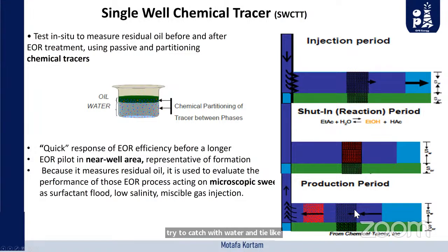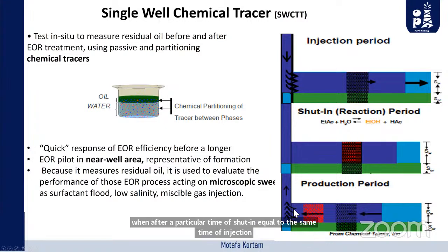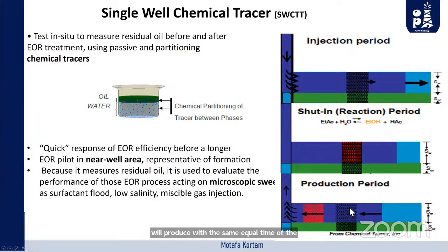Then after a particular shut-in time, equal to the injection time, you produce for an equal time of production in order to preserve the consistency of the measurement. So when we produce, the first to come is mainly the tracer that is partitioned in the water. The tracer in the oil will be held back for a little time before moving upward with the stream of the production.